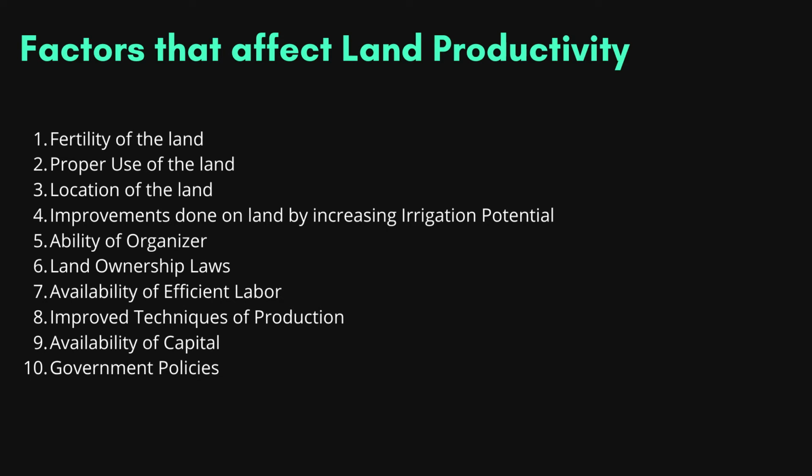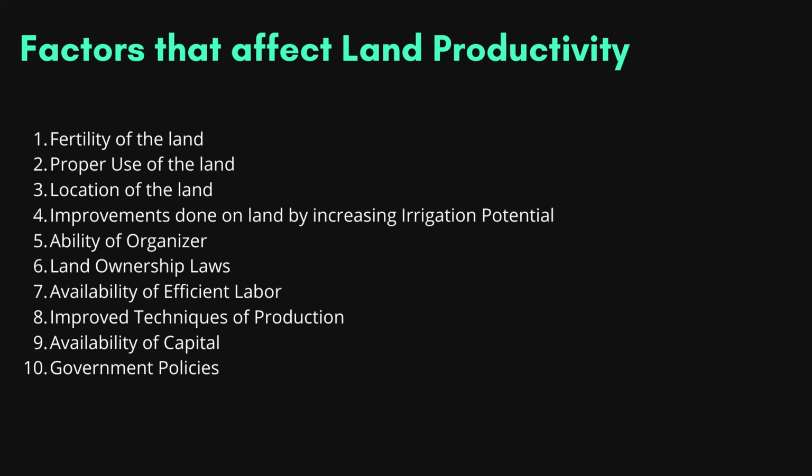So the second one is the proper use of land. The productivity of a land is directly related to its proper utilization. For example, a piece of land that is situated in the heart of the city would be more suitable for construction of a house or a marketplace. If ever this piece of land is put for farming or agricultural use, its productivity will most likely be minimal.